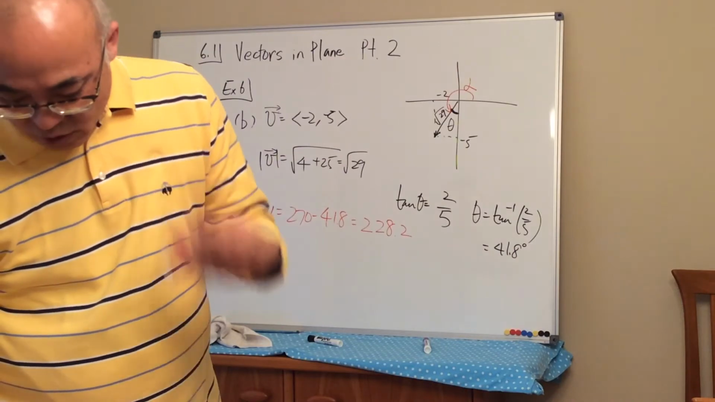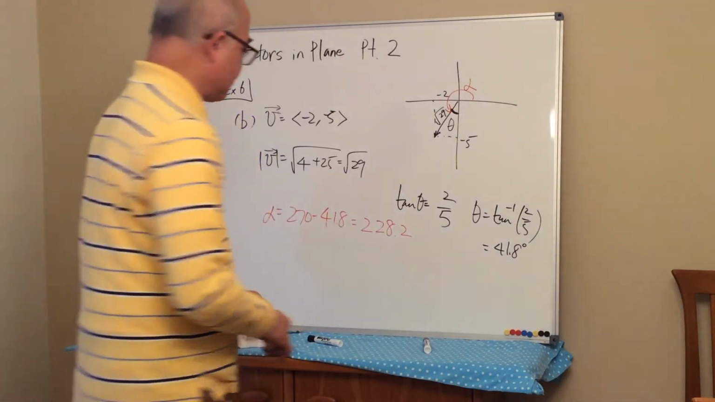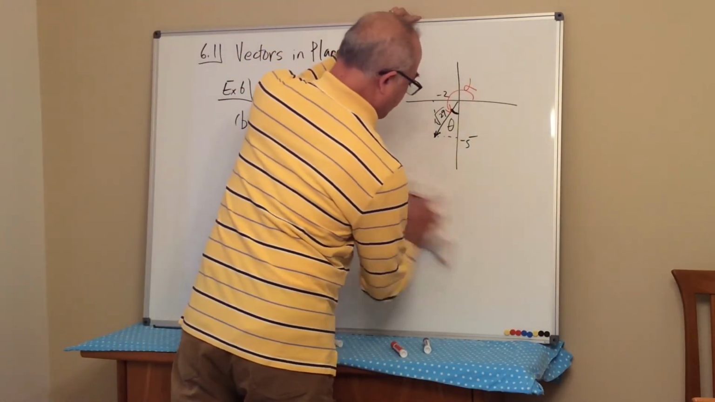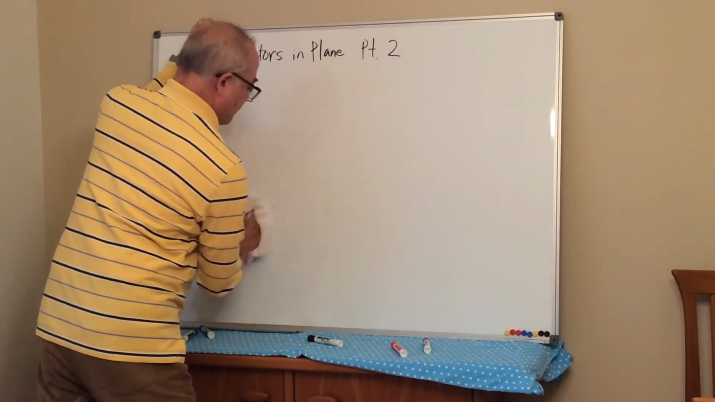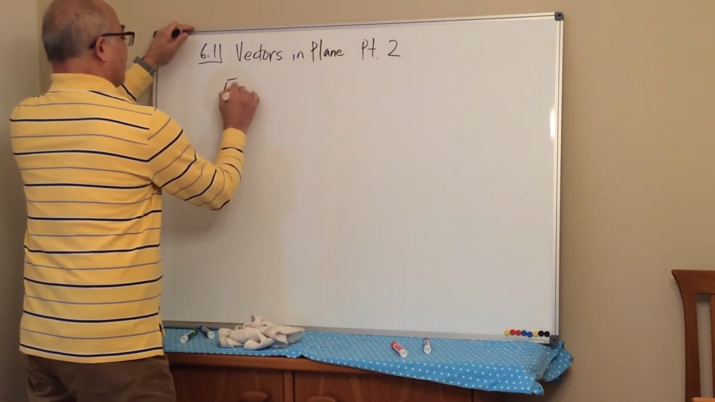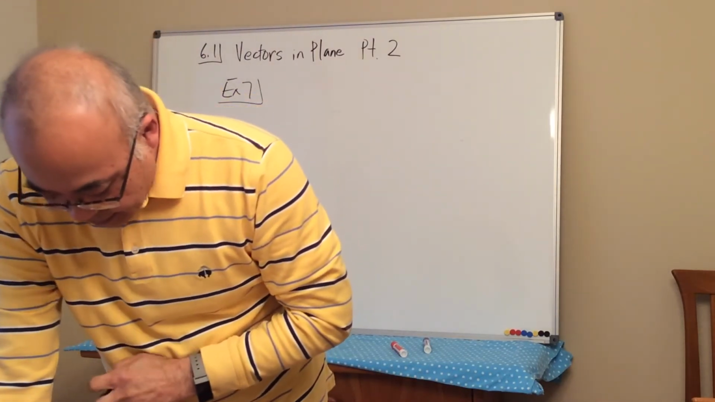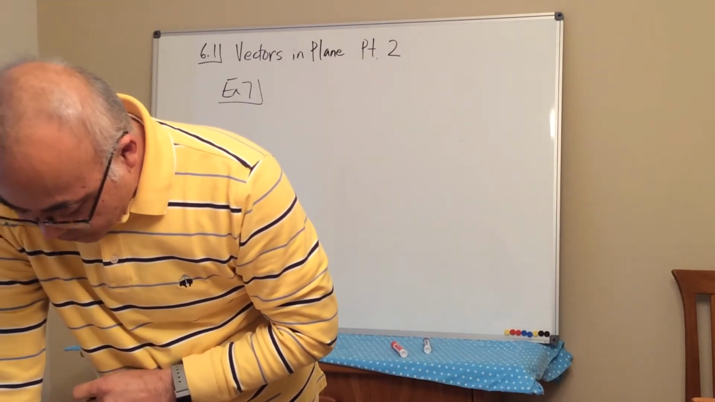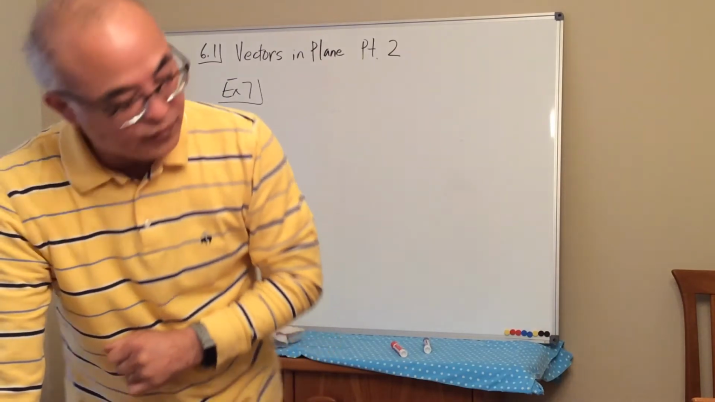So now let's see if we do some applications. There are 3 separate applications here. So we'll do example number 7 first. Example number 7 says, a jet aircraft is flying on a bearing of 65 degrees at 500 miles per hour. Find the component form of the velocity of the airplane.